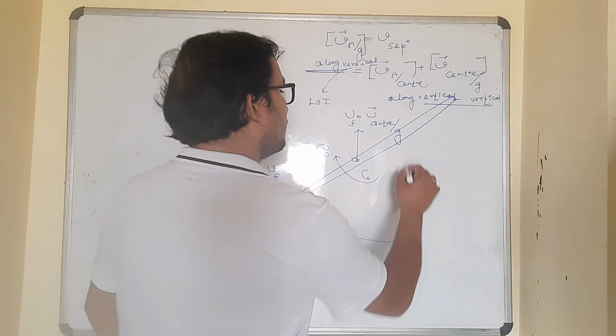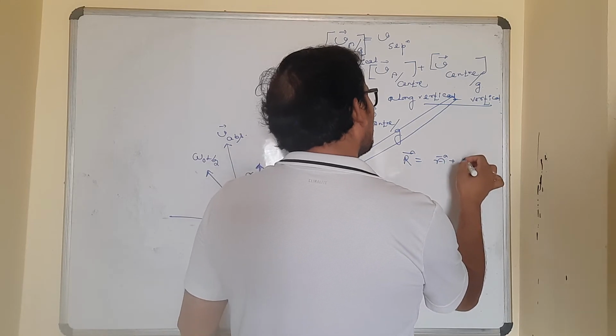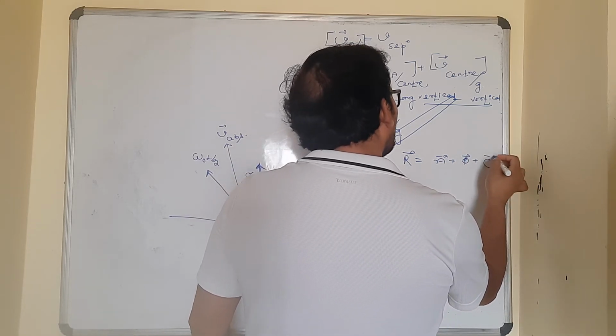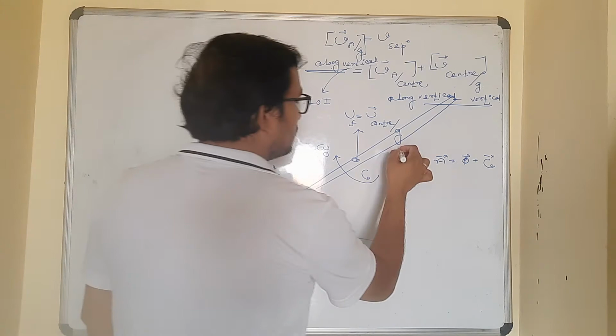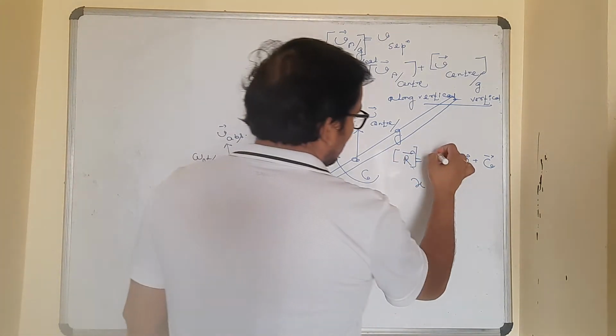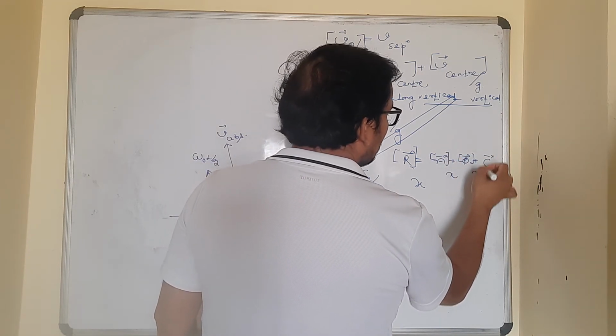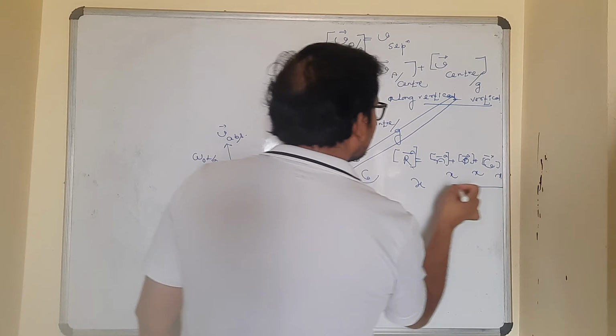Is that clear? If R vector equals A plus B plus C, it can be extended for any number of vectors. I don't know what the direction of R is. Suppose I want the component of R along this direction. So the component of R along X will be the component of A along X plus B along X plus C along X. As simple as that.